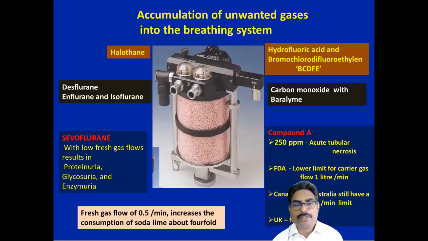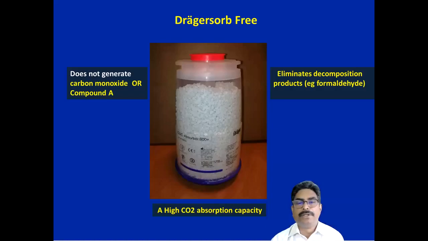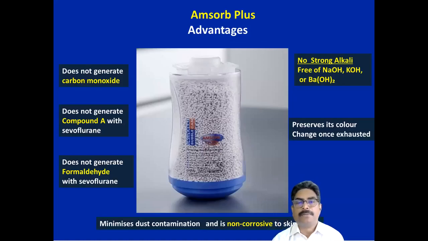And when you use low flow anesthesia, the consumption of soda lime is also increased 4-fold. That's why they have introduced newer carbon dioxide absorbers like Amsorb. They do not contain strong alkali, so they do not produce carbon monoxide or compound A. They eliminate the decomposed formaldehyde and have a high carbon dioxide absorption capacity. It does not generate carbon monoxide, compound A, or formaldehyde with sevoflurane. And additionally, it changes color once it's exhausted. And its carbon dioxide absorption capacity is also higher compared to soda lime.